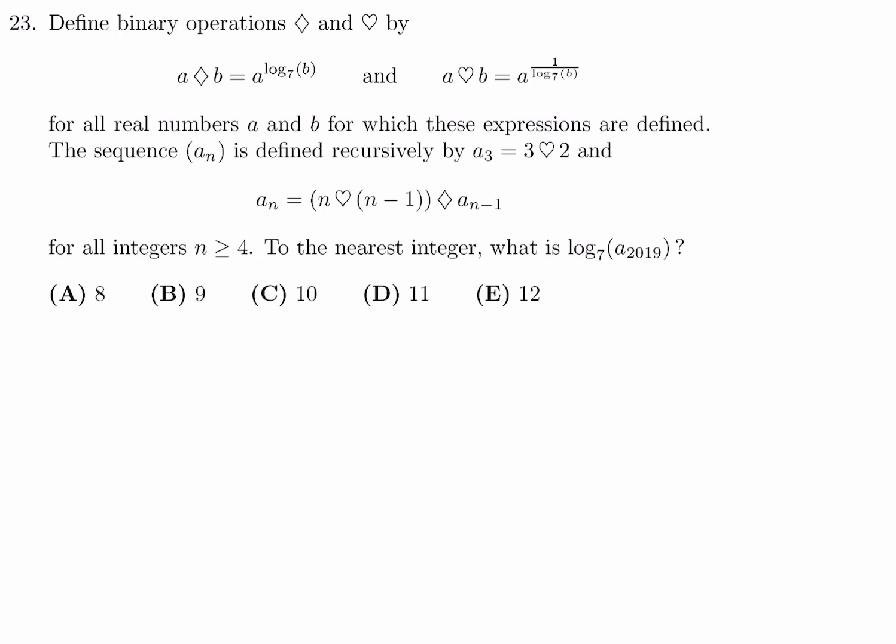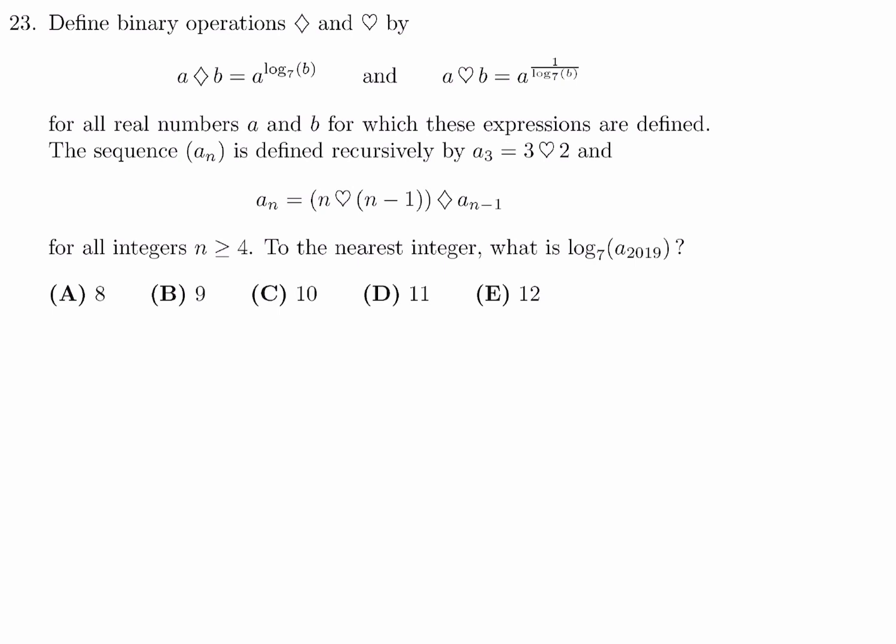Define binary operations star and diamond by a diamond b is equal to a to the exponent log of b to the base 7, and a heart b is a over 1 over log of b to the base 7, for all real numbers a and b for which these expressions are defined. The sequence an is defined recursively by a3 is equal to 3 heart 2, and an is equal to n heart n minus 1 diamond an minus 1, for all integers n greater than or equal to 4. To the nearest integer, what is the log of a 2019 to the base 7?